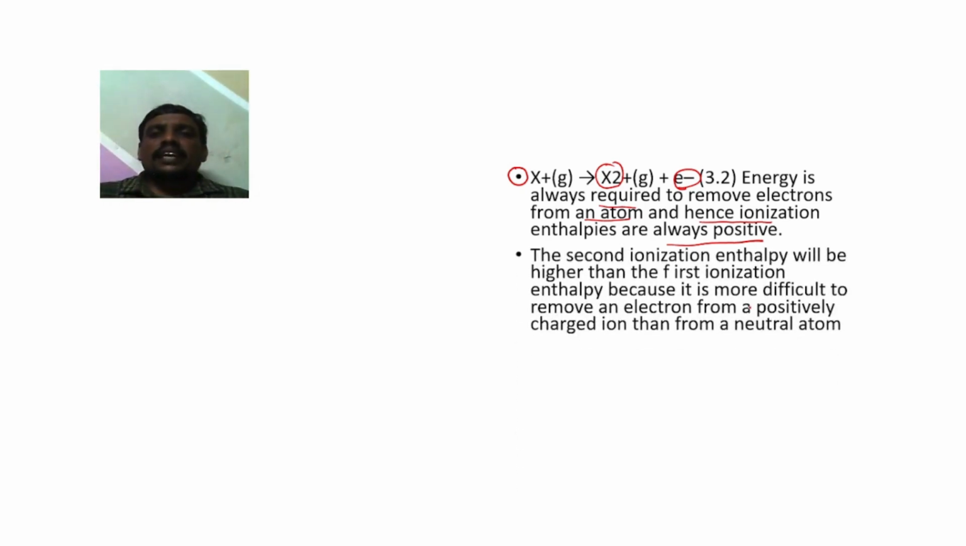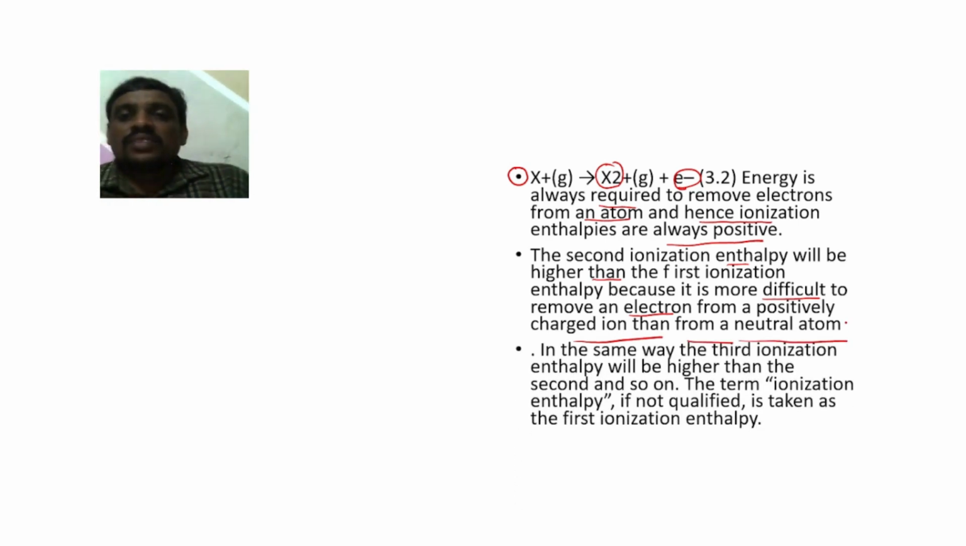The second ionization enthalpy will be higher than the first ionization enthalpy, because it is more difficult to remove an electron from a positively charged ion than from a neutral atom. That is the reason why the second ionization enthalpy is higher. Energy is always required to remove an electron, and it is very difficult to remove an electron from a positively charged ion.